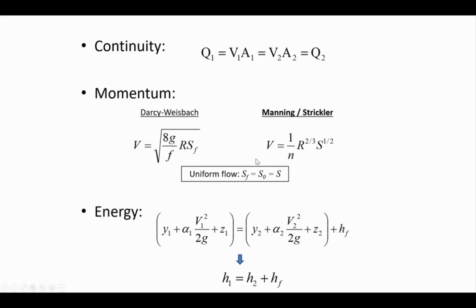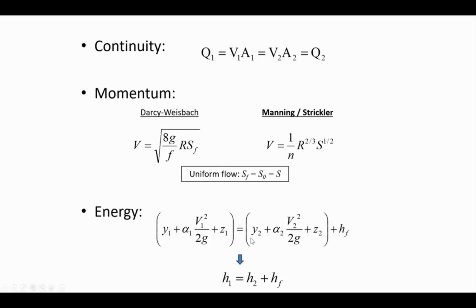If you have uniform flow, that means that the slope of the energy grade line is the same as the slope of the bottom of the channel, and that's the same as the slope of the water surface. So all three of those are parallel to each other. Those three surfaces are parallel if you have steady uniform flow.